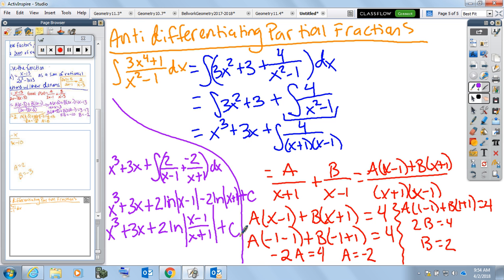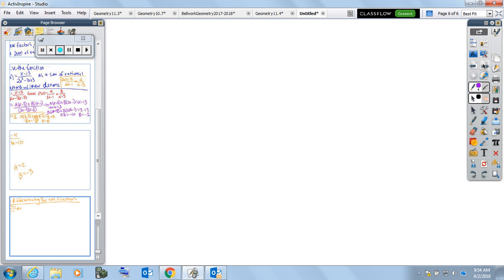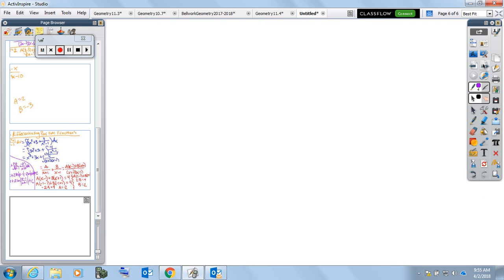Alright, so real good example to start our partial fraction decompositions and anti-differentiating, kind of all mixed together. It is a pretty extensive one. All right, so let's go ahead and give one a shot on your own. The one I want you guys to look into is to integrate 2x cubed over x squared minus 4 dx.